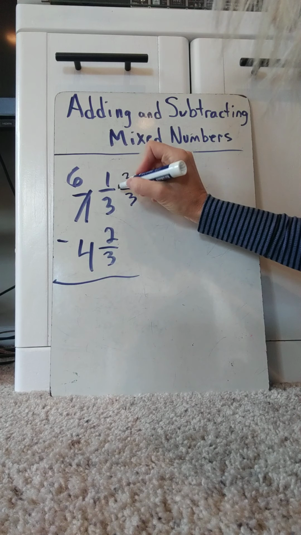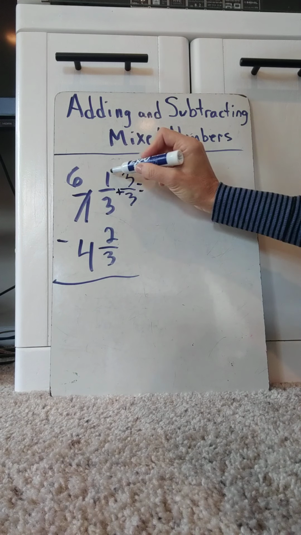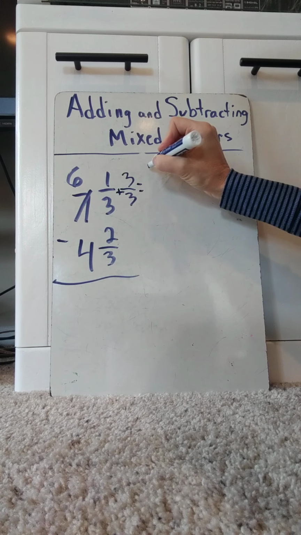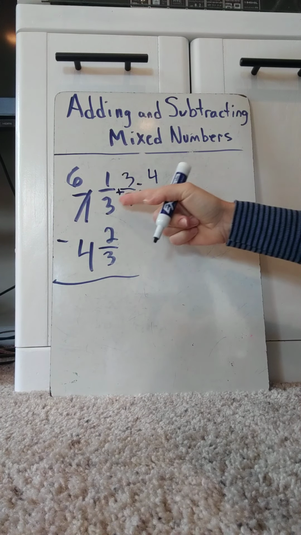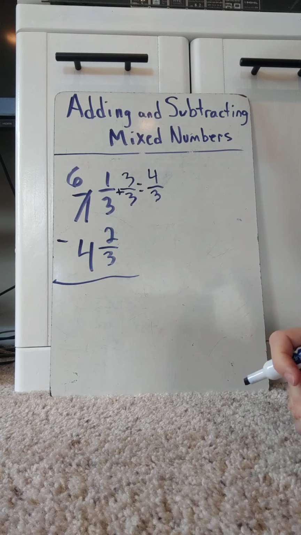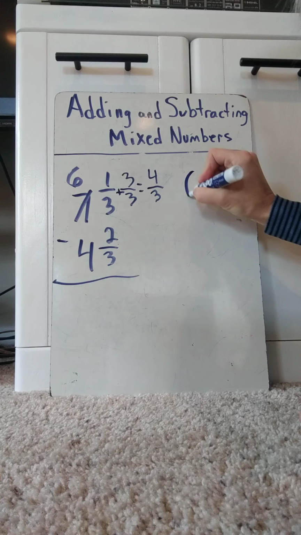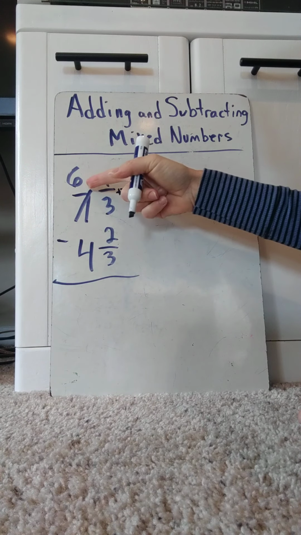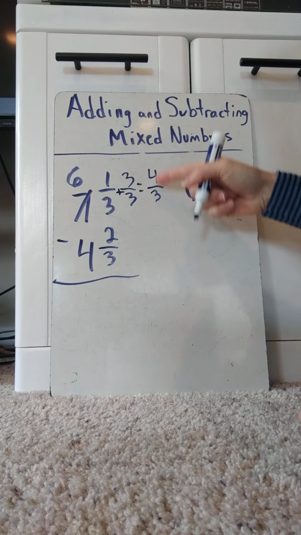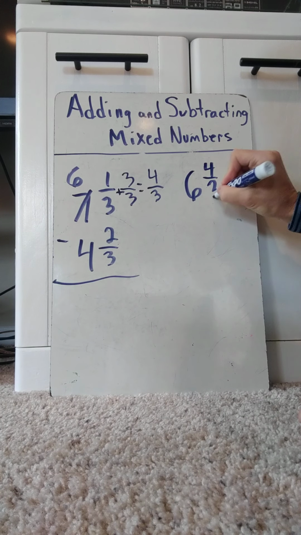Okay. Now I have to add them together. And what does that equal? Well, that equals 1 plus 3 equals 4. Okay, and then of course you stay in thirds. All right. So my new mixed number, boys and girls, is 6. Keep that whole number. And I changed, and now I have a new fraction. I have 4 thirds. Okay?